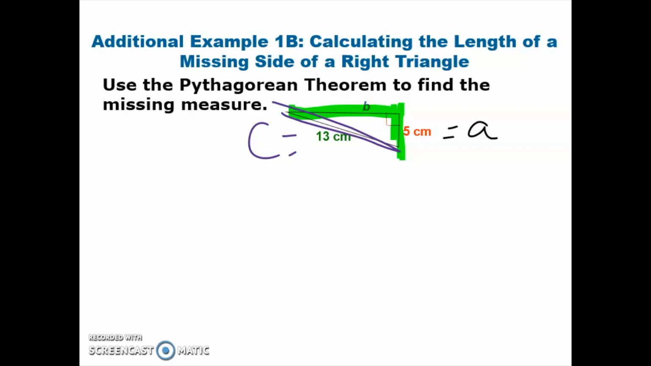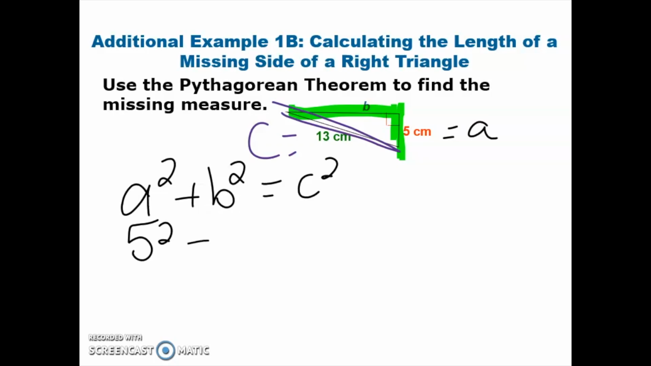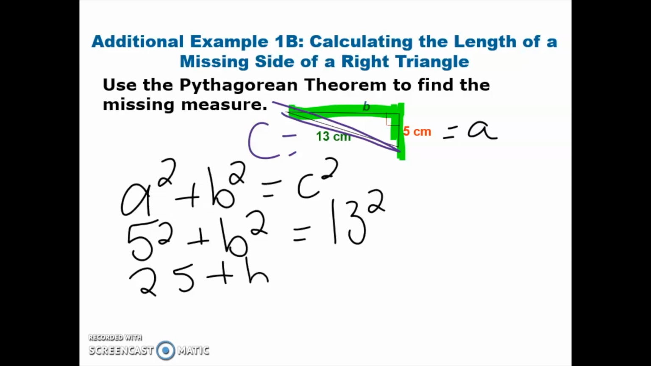So my formula, a squared plus b squared equals c squared. I know A to be 5 squared. I do not know B. That's what I'm going to be solving for, but C is 13 squared. So 5 times 5 is 25, plus b squared, equals 13 times 13, which is 169.